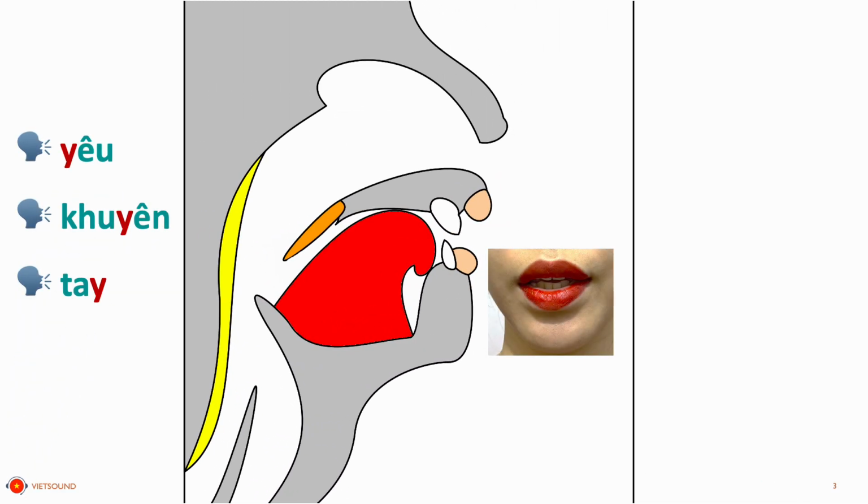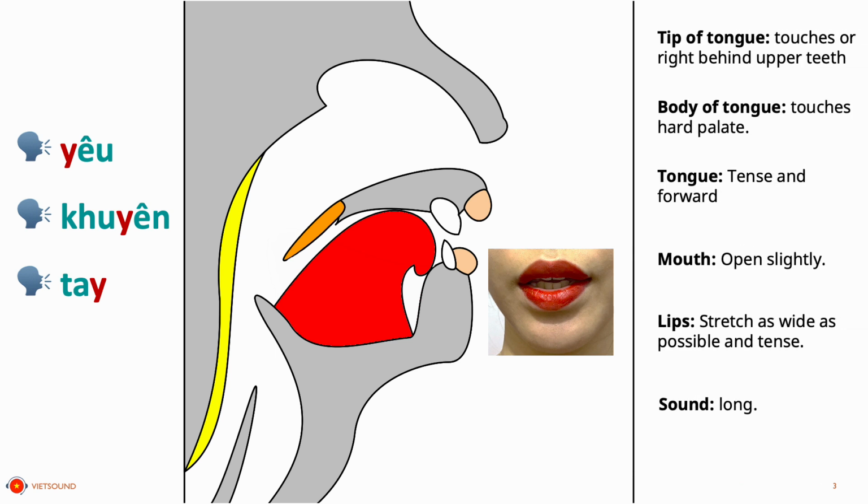The E sound can occur at the beginning of the word, like in the word yêu, or at the middle of the word, like Huyen, or at the end of the word, like Tai. Now let's see how to pronounce the E sound.